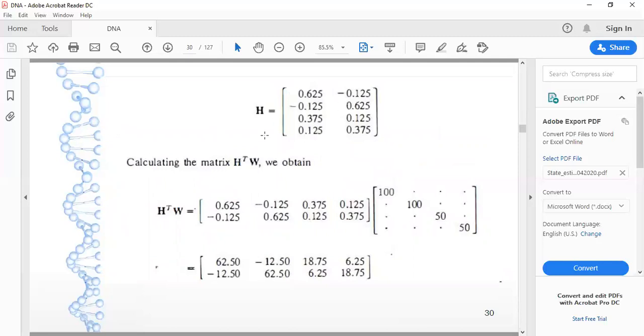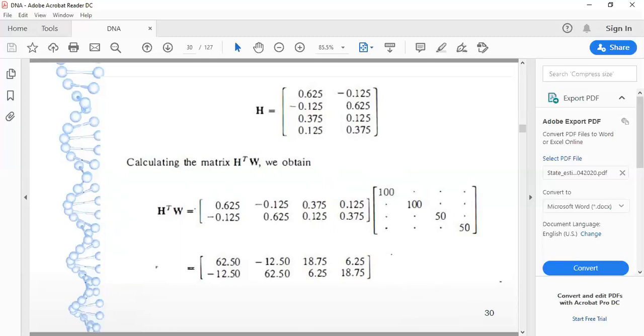After forming the H matrix, we will get H transpose into W. As I explained earlier, the weightage matrix is nothing but a diagonal matrix, and the off diagonal elements of this matrix are 0. Hence it is a 4 cross 4, M cross M matrix. Only the diagonal elements are present. The rest of the components are 0. This is H transpose, and the multiplication of these two will be a 4 cross 2 matrix.